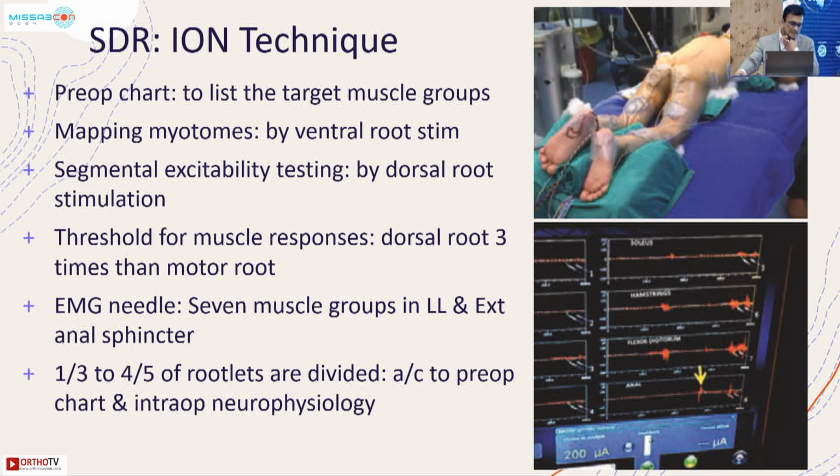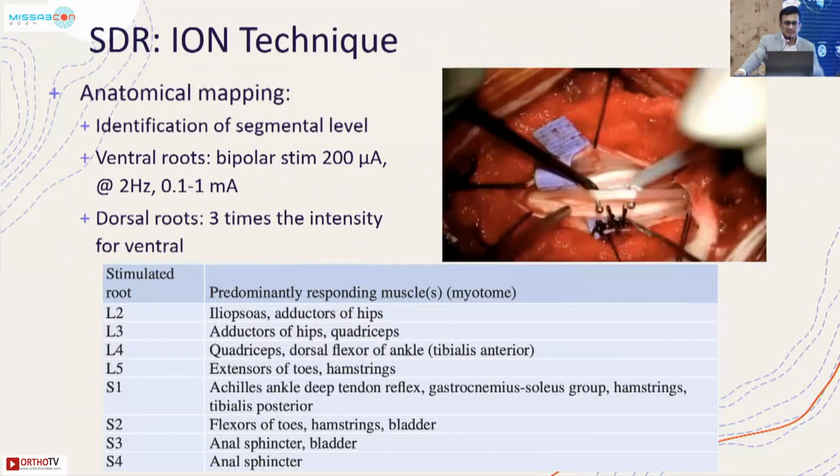So as I already mentioned, intraoperative neuromonitoring is of paramount importance for successful treatment of spasticity by SDR. Preoperative charting is very important to know about the target muscle groups which are involved significantly by spasticity and which are to be targeted during surgery. And there are basically anatomical and physiological mapping which is done.